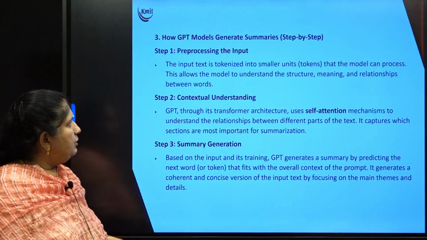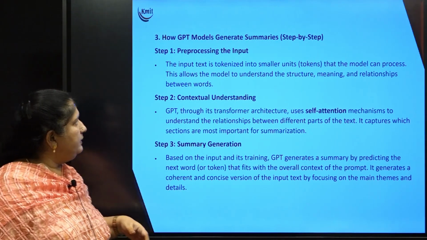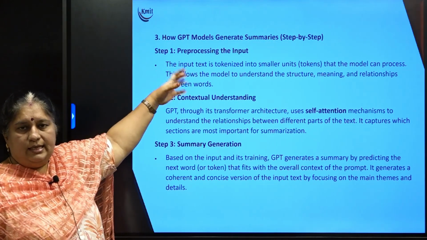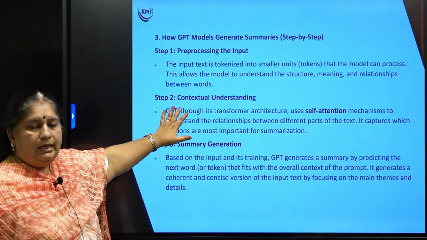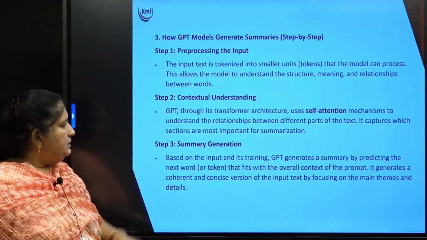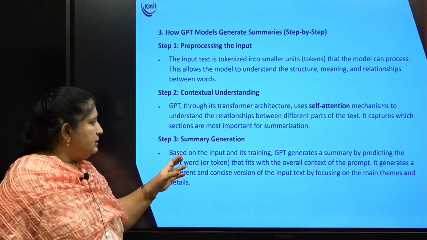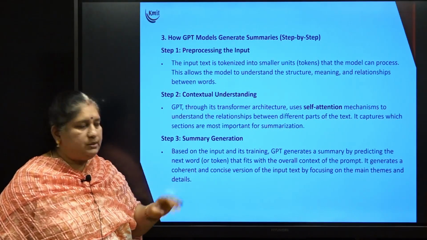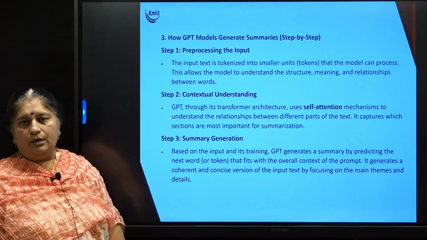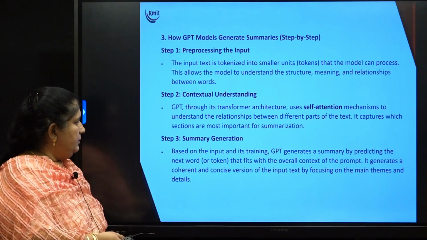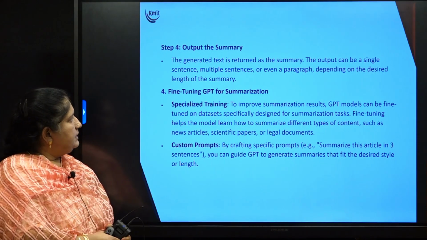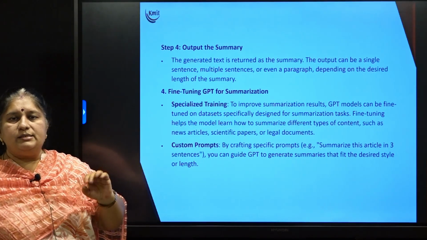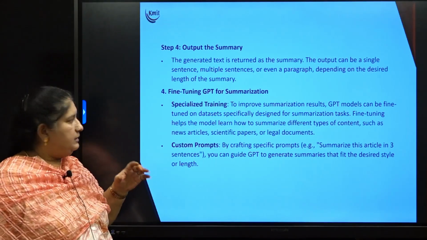And how does the GPT model generate the summaries? What are the steps involved in that? First one, pre-processing the input. Pre-processing always takes the sentence and tries to break it into tokens. Then it has to understand the context. Then based on how the model is trained, it has to generate the next word in the summary, checking whether it fits with the other words which are already generated, and whether we are fitting into the context or not. Output summary: the generated text is returned as a summary in a human readable format. That means the tokens are combined into sentences while generating the summary.